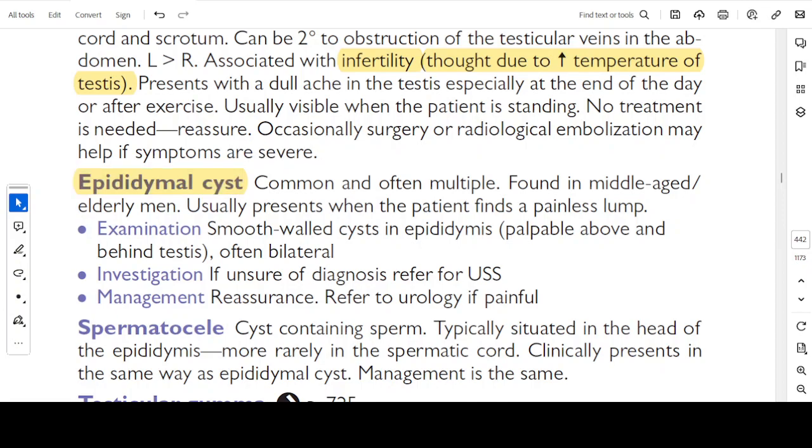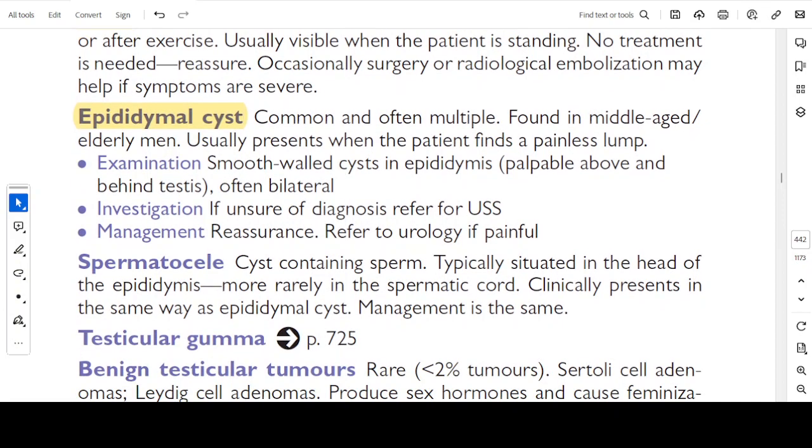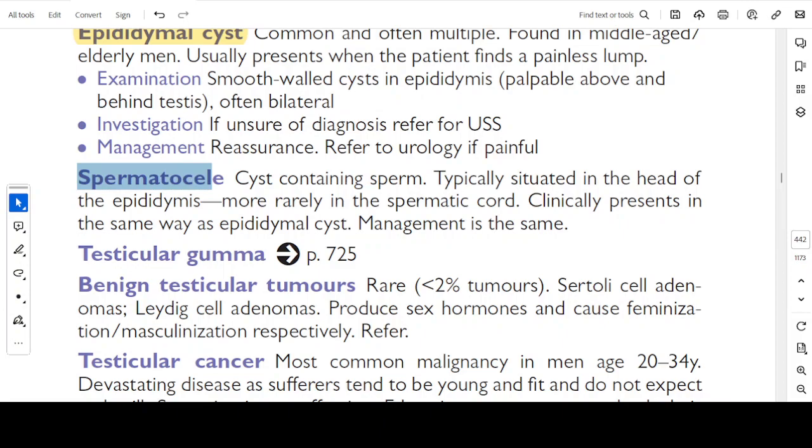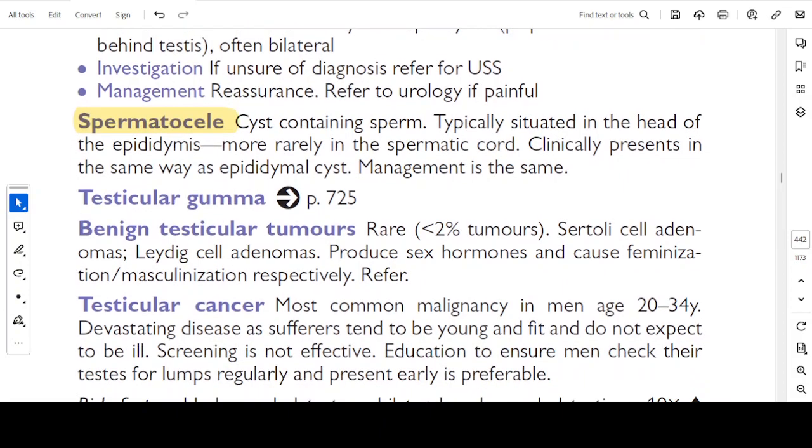Epididymal cyst is common and often multiple, found in middle-aged and elderly men, usually presenting when the patient finds a painless lump. On examination, it is a smooth-walled cyst in the epididymis, palpable above and below and behind the testis, often bilateral. Investigations: if unsure of the diagnosis, refer for an ultrasound. Management: reassurance; refer to urology if it is painful. Spermatocele is a cyst containing sperm, typically situated in the head of the epididymis, more rarely in the spermatic cord. It presents clinically in the same way as an epididymal cyst and management is the same.